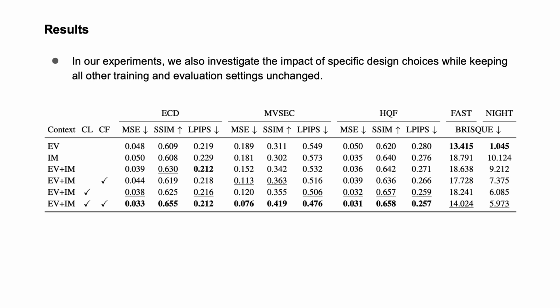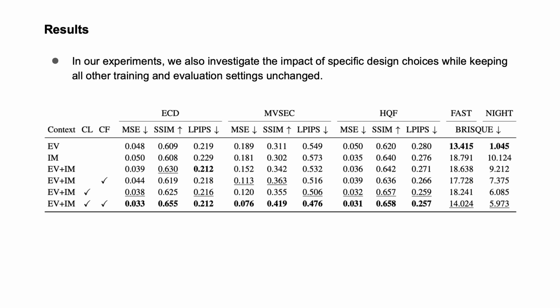In our experiments, we also investigate the impact of specific design choices while keeping all other training and evaluation settings unchanged. Specifically, we investigate hypernetworks that use only event context, only image context, or both event and image context. We further examine the impact of using the curriculum learning strategy and convolutional context fusion. Our experiments reveal that leveraging both events and images as contextual information generally outperforms other design choices.